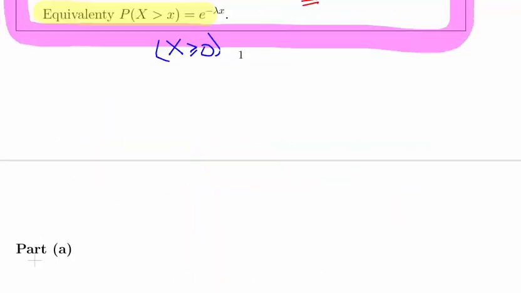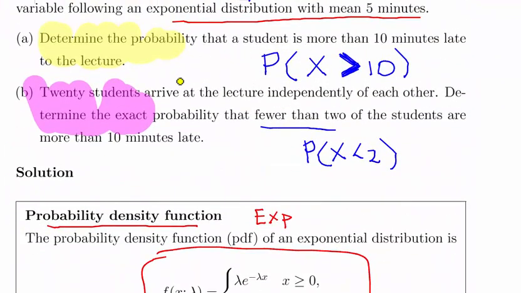Now what we're going to look at is the binomial distribution. So we're looking at the second part here. 20 students arrive at a lecture independently. So that's our sample size there. N is equal to 20. And determine the exact probability that fewer than 2 are more than 10 minutes late.